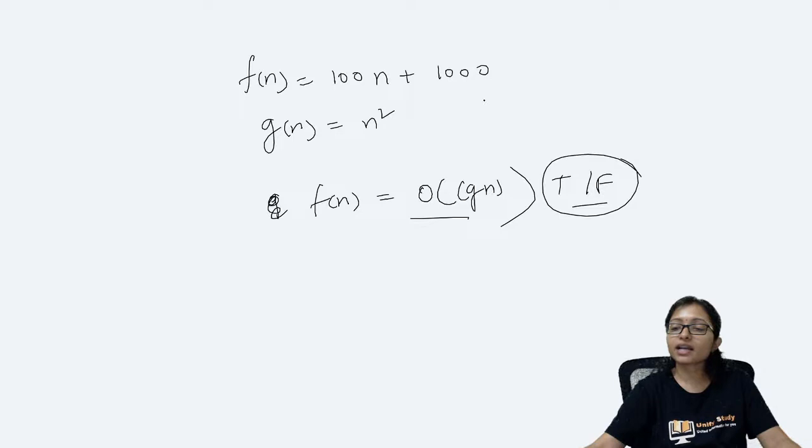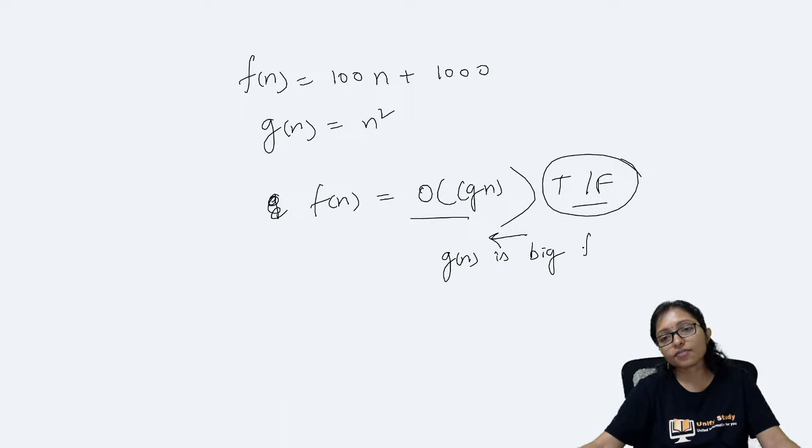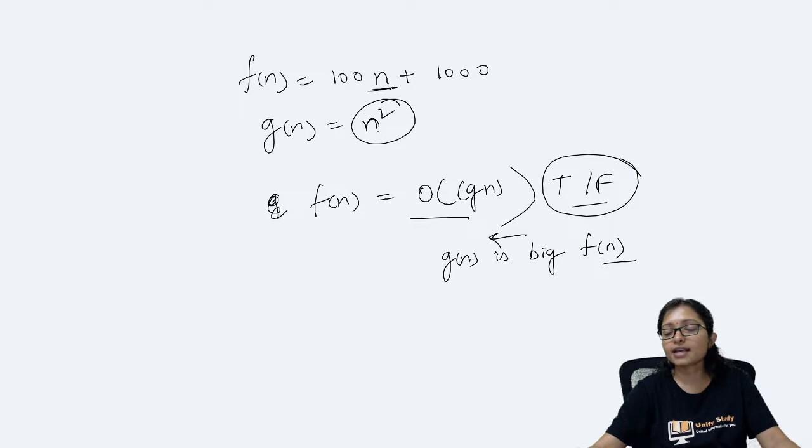See that. What I told, how to do? You need to read in the opposite direction, that is, gn is bigger than fn. Yes, because always check the highest power. Here the highest power is n square. Here the highest power is n. So definitely the highest power will be bigger, and that's why this statement is true. It's not false. Those who are telling false are wrong.